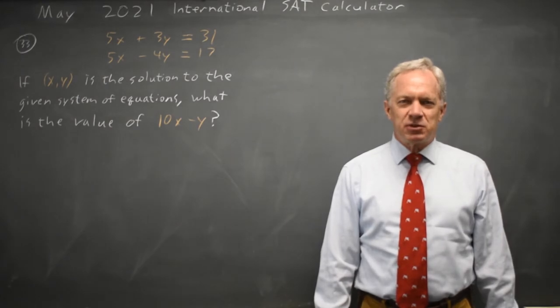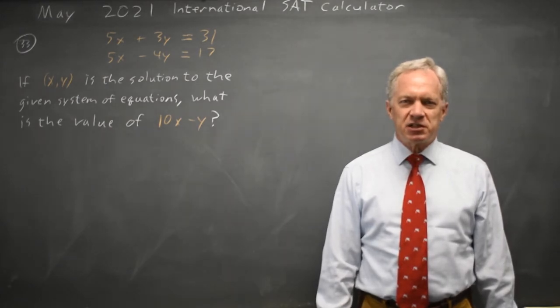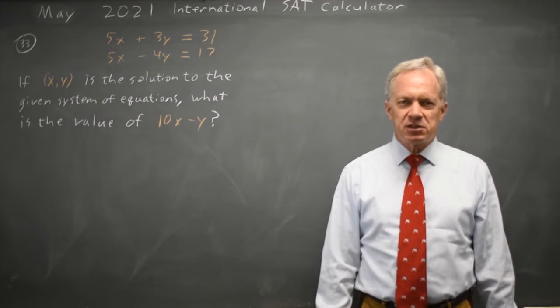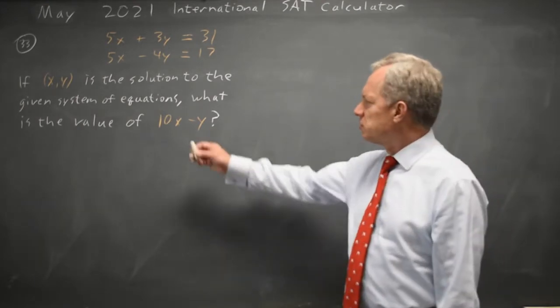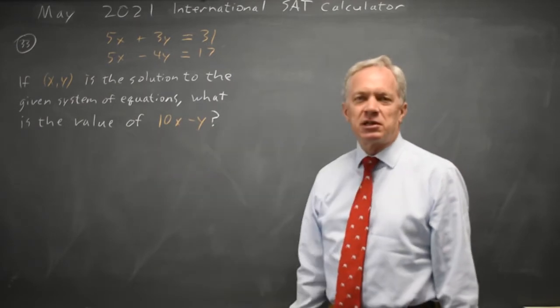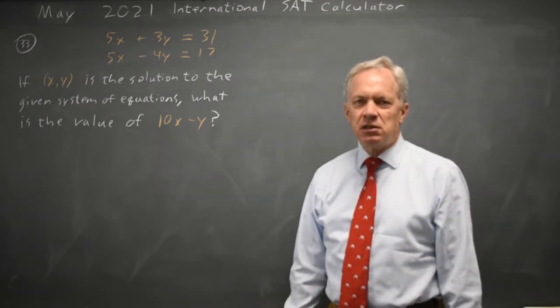I'm Dr. Roger, and this question is from the May 2021 International SAT Calculator section. College Board is asking about the solution of a system of equations, and they're asking for an unusual combination of x and y, where (x, y) is the solution.